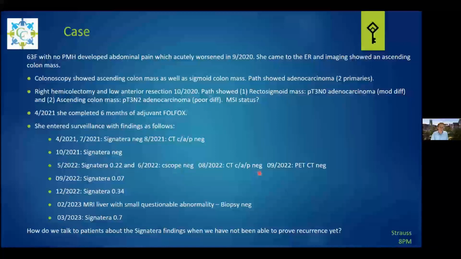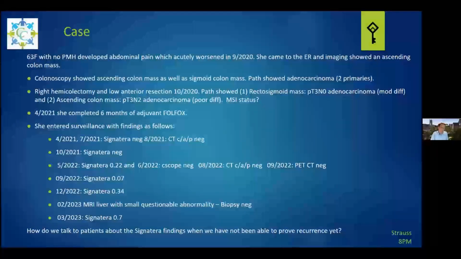Colonoscopy is negative, CT is negative, PET's negative. Signatera is bouncing around at a low positive and then starts to rise a little bit. And now you've got an MRI of the liver, which shows a questionable abnormality. Biopsy was clear and Signatera is rising. So great question. What did you tell this patient about this result?